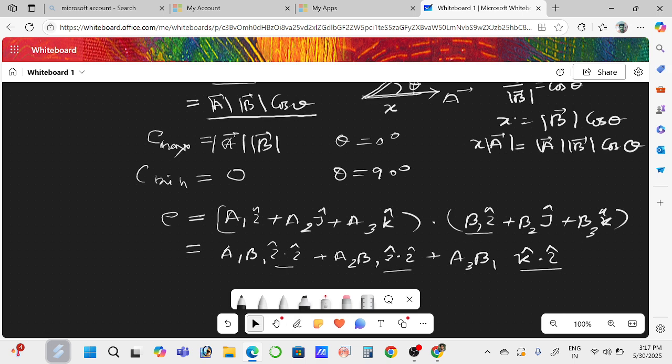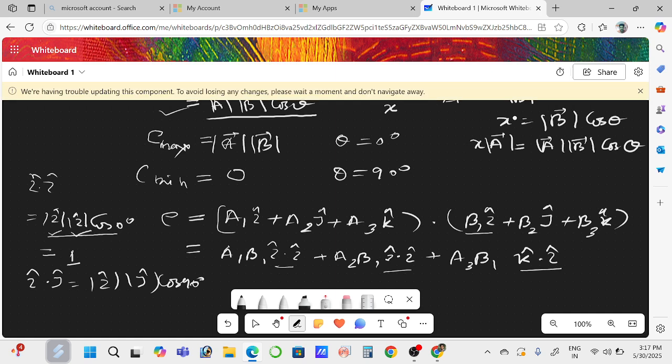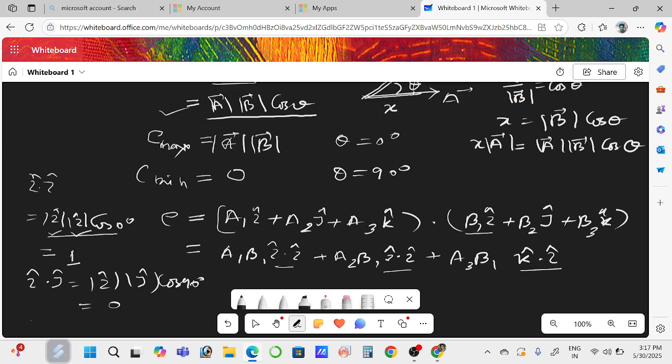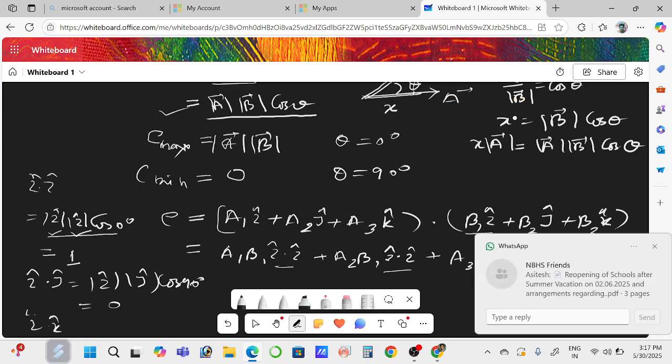Here, i dot i. What is i dot i? According to the definition of the scalar product, i dot i is simply mod of i, mod of i, and cos of 0 degrees, because i and i are acting along the same direction. So cos 0 is 1 and the modulus is also 1. So i dot i is always 1. But what about i dot j? So i dot j is mod of i, mod of j, and cos of 90 degrees. What is cos of 90 degrees? Cos 90 is 0. So i dot j is 0 and i dot k is also 0 in a similar manner.